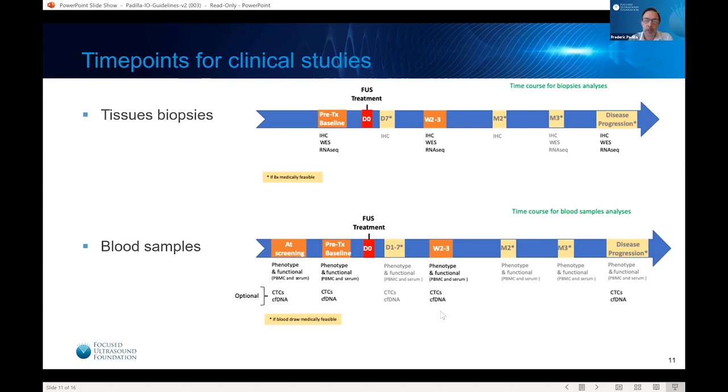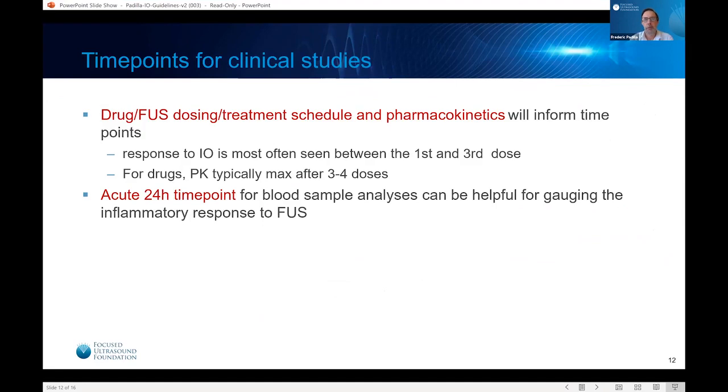And also, we can look for circulating tumor cells and circulating free DNA. These time points, of course, will be informed by the drug that is being used, the dosing and treatment schedule of the first dose, and by the pharmacokinetics. We know that the response to immunotherapy typically occurs mostly between the first and the third dose. For the drug, the PK typically is max after 3-4 doses.